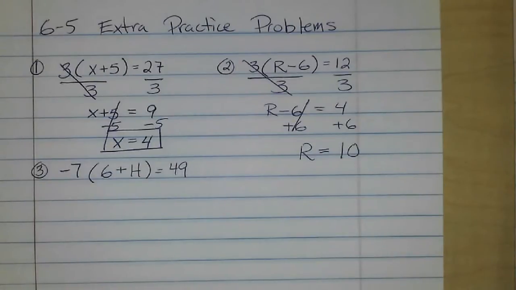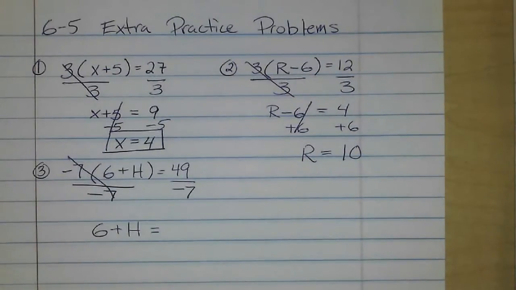Last one. How you been doing so far? Hopefully good. This one we have negative 7 as the factor outside of the parentheses, so we're going to divide both sides by negative 7. Do not forget the negative sign. On the left they cancel, and on the right, positive 49 divided by negative 7 is going to be negative 7.